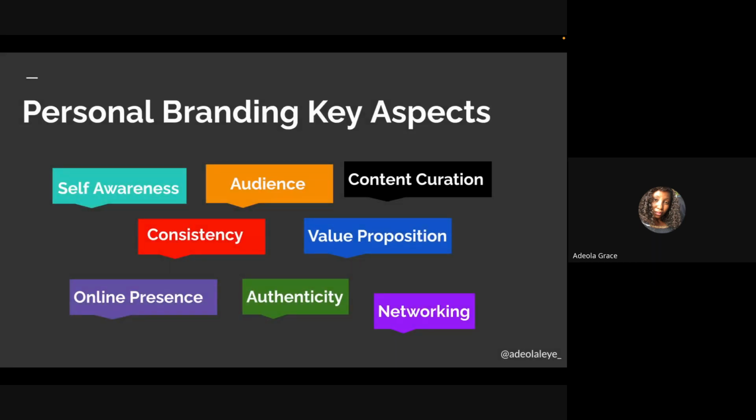There are some key aspects of this personal branding that we are talking about. That is self-awareness. Self-awareness is understanding your strengths, your weaknesses, your values, and also your goals, which is very, very crucial. So your personal brand should reflect who you are, the authentic you. Do you understand? You know what your strengths are. Because if you don't know yourself, there's no way we can know you.